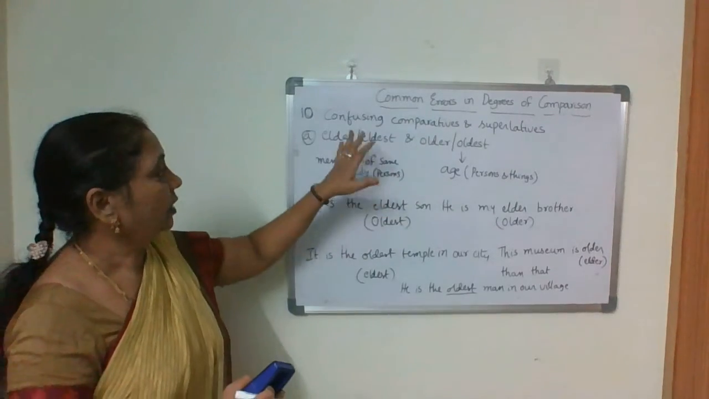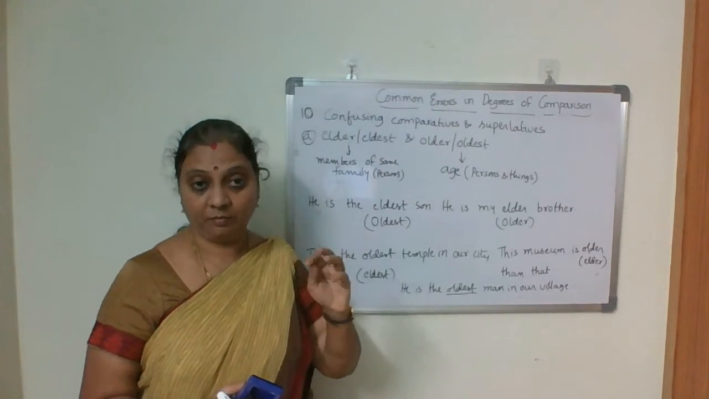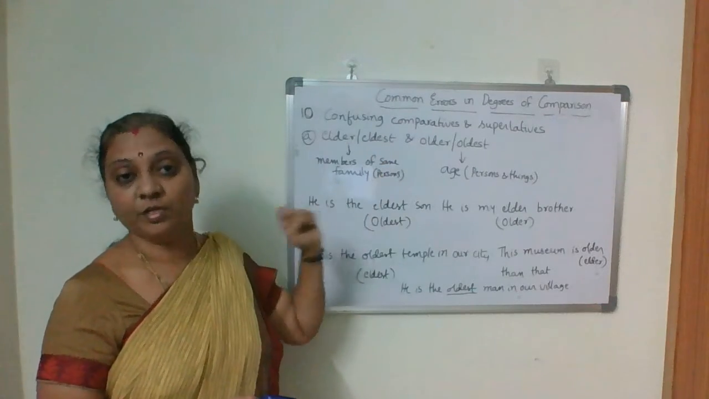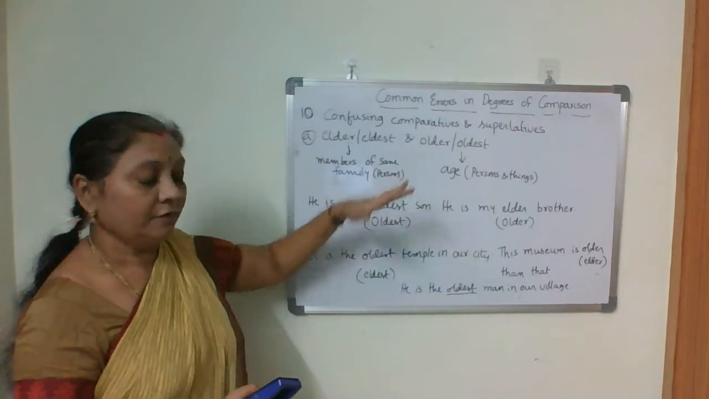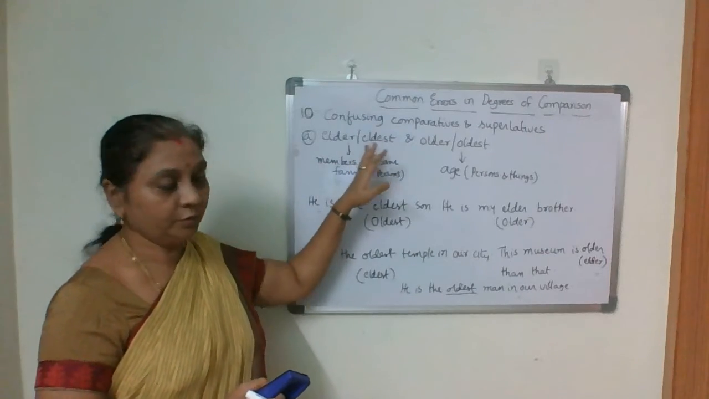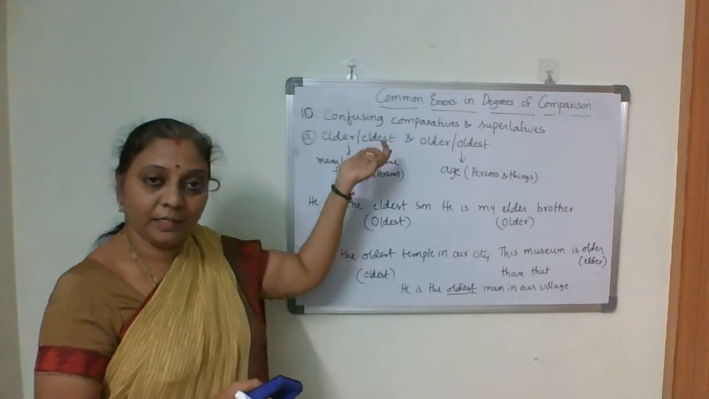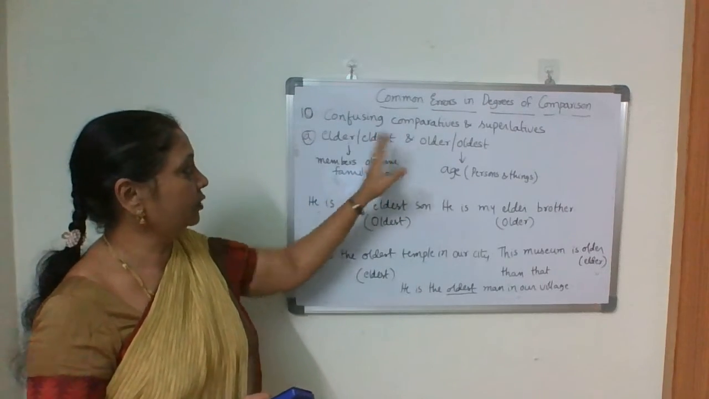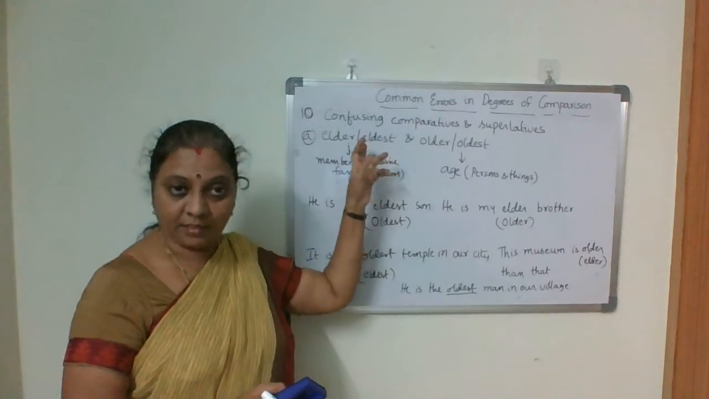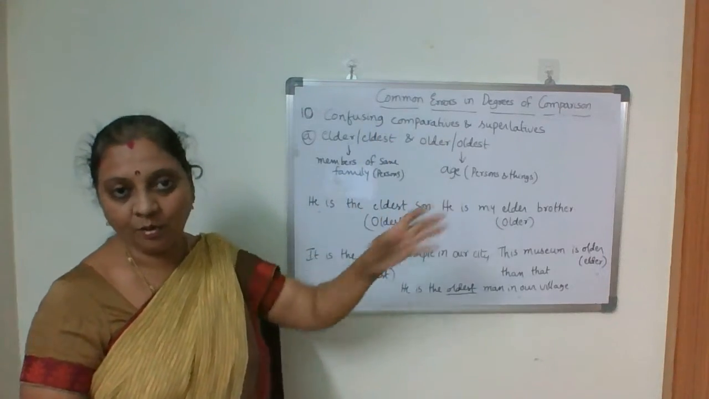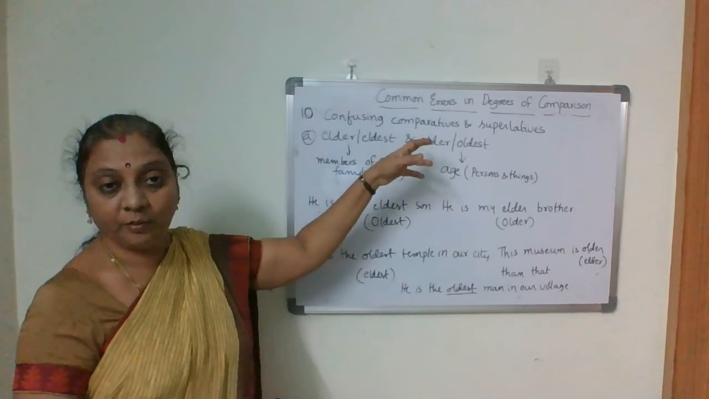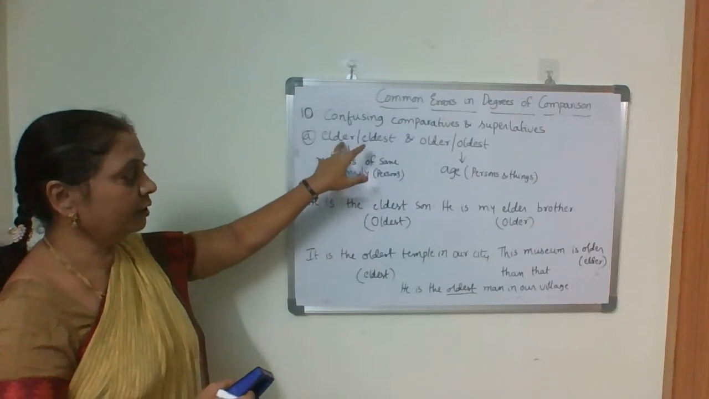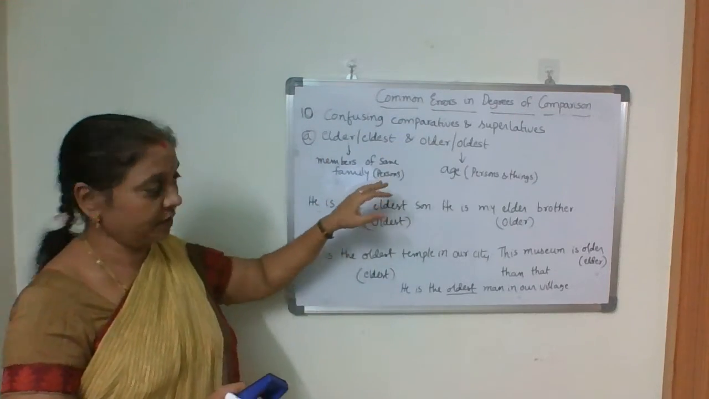Now let us look at some confusing words, some comparatives and superlatives where some confusion is there. To avoid that, we will do those words with examples. Elder, eldest, and older, oldest. Usually there is confusion between elder and older, or eldest and oldest. One is in the comparative degree and one is in the superlative degree. When to use which, let us see.